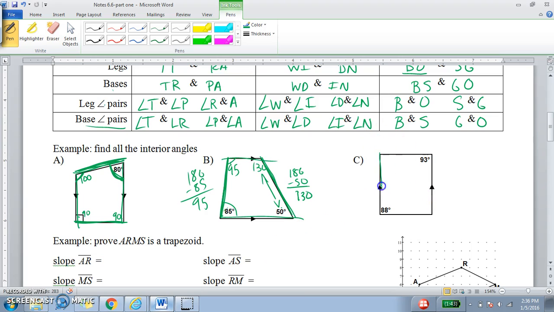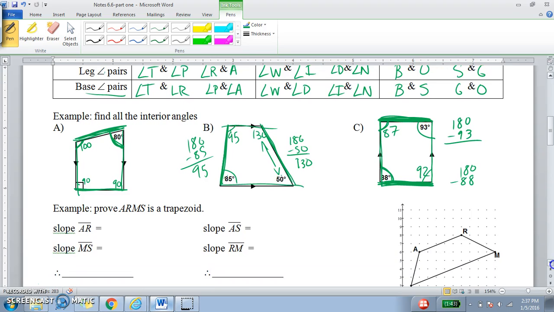Over here it's a little bit trickier. It looks kind of just like a rectangle, but these are our parallel sides, which means my leg angle pairs are going to be touching this side and this side. So if this is 93, this one has to add up to 180 along with that one. So 180 minus 93 gives me 87. And similarly down here, these two have to add up to 180. So 180 minus 88 leaves me with 92 for that angle right there.